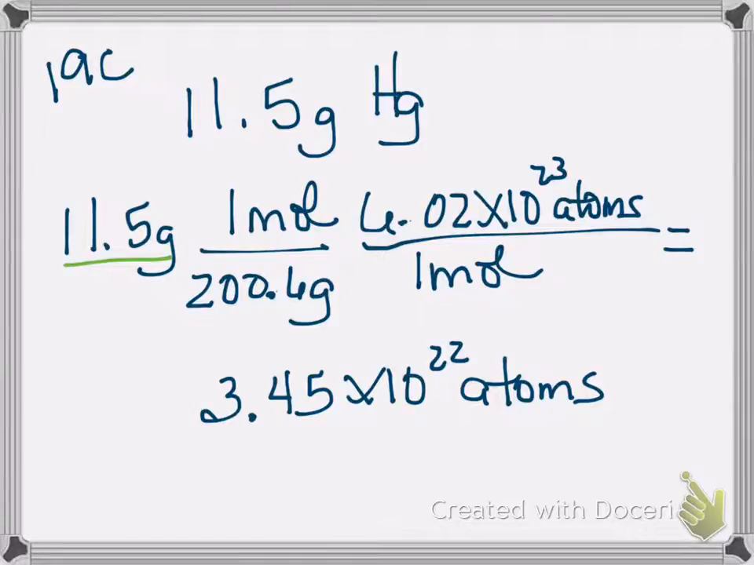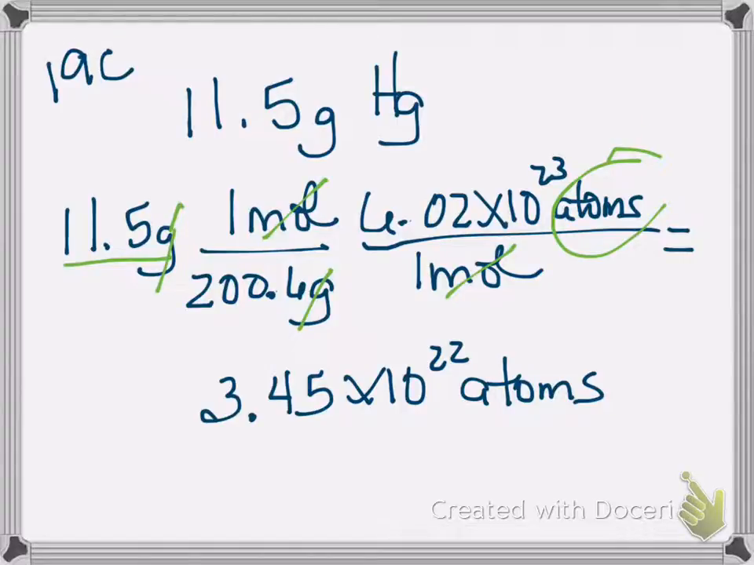We can cross out the grams. 1 mole has 6.02 times 10 to the 23rd atoms. We cross out moles. We're left with atoms. Multiply and divide, and we get 3.45 times 10 to the 22nd atoms for 19. Okay.